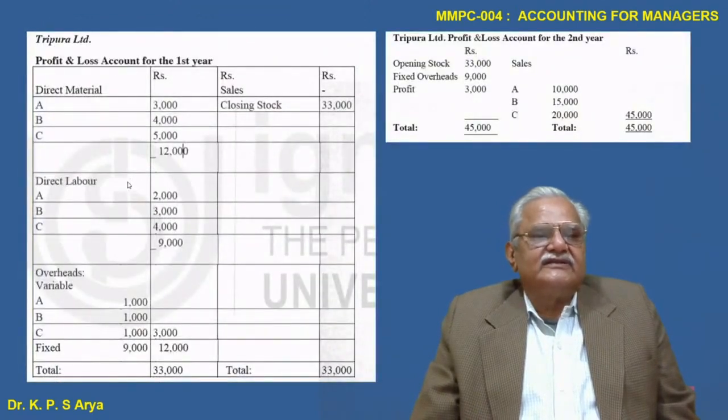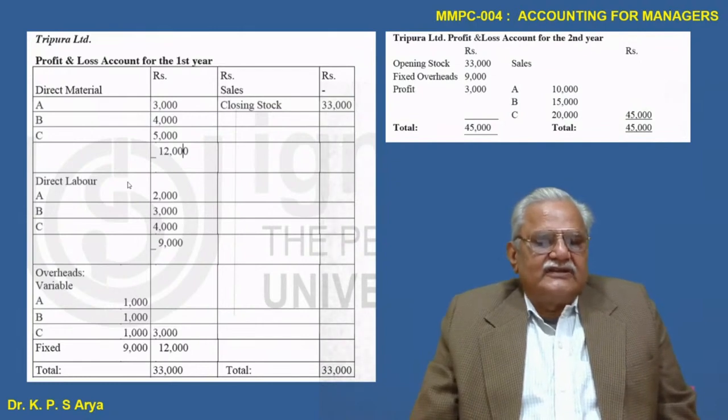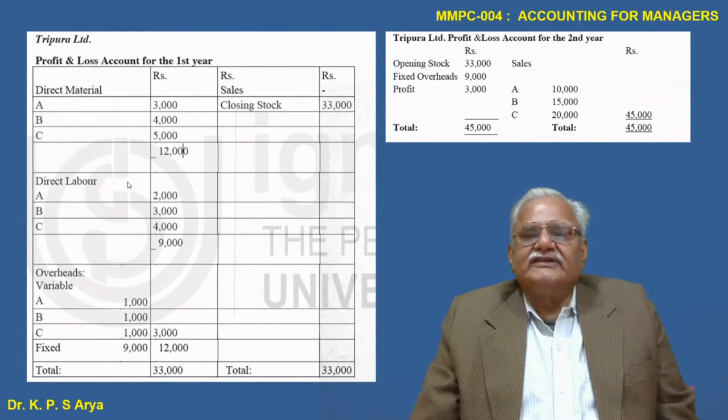Now, this is the profit and loss statement. Direct material: A 3,000, B 4,000, C 5,000, total 12,000. Direct labor: A 2,000, B 3,000, C 4,000, total 9,000. Overheads: variable 3,000, fixed 9,000, so the total is 12,000 and the total cost is 33,000.